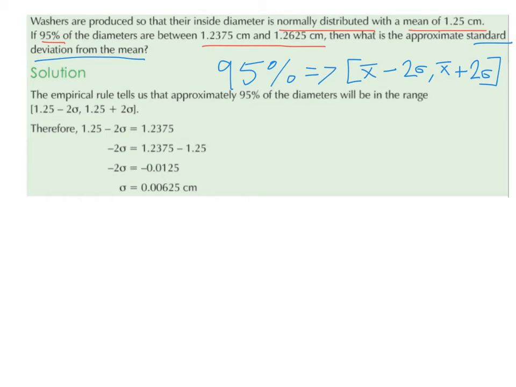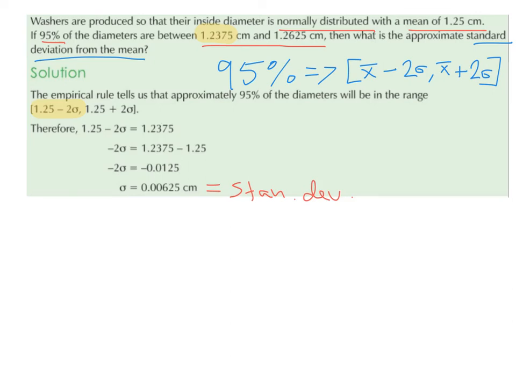So what we're going to do is take the 1.25 minus 2 times the standard deviation and let it be equal to 1.2375. So we have 1.25 minus 2 times the standard deviation equals 1.2375, and then we just solve for the standard deviation. So we're going to bring the 1.25 over the equal sign, it becomes minus 1.25, and 1.2375 minus 1.25 is minus 0.0125, and then we're going to divide on both sides by minus 2. So minus 0.0125 divided by minus 2 is 0.00625 centimetres. So this is the standard deviation from the mean.